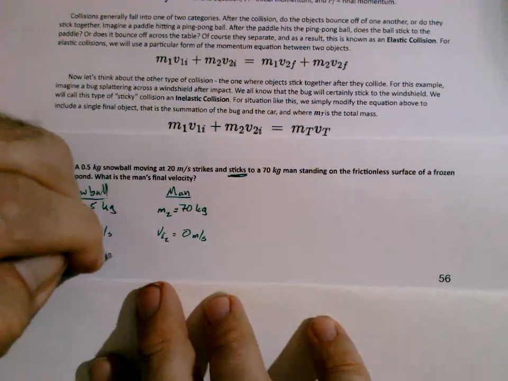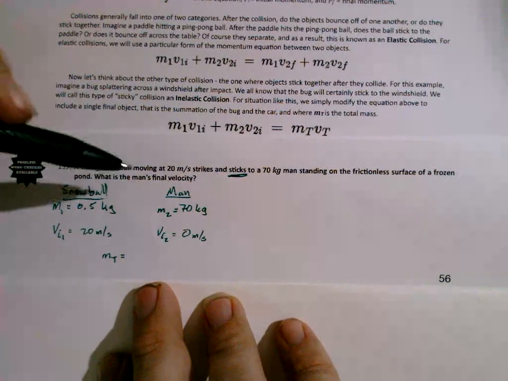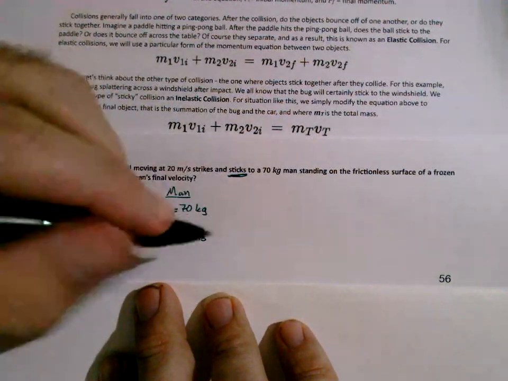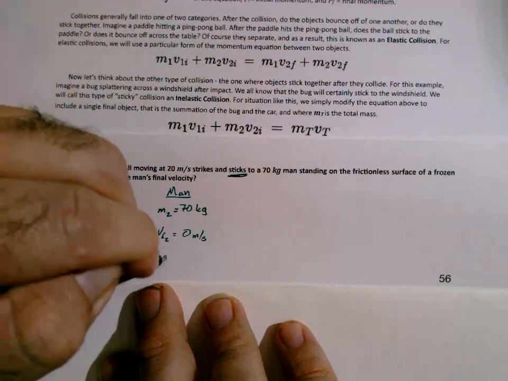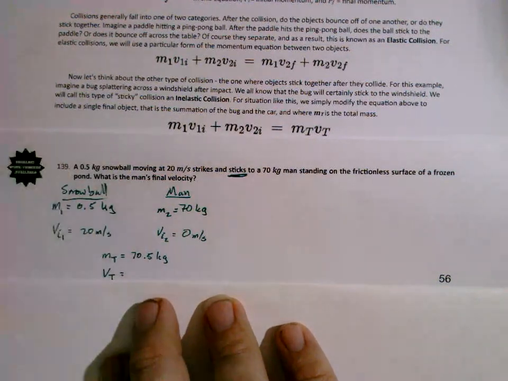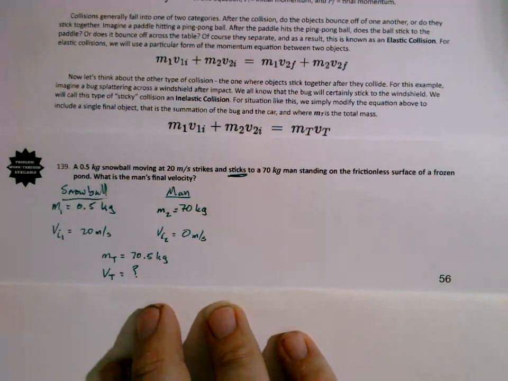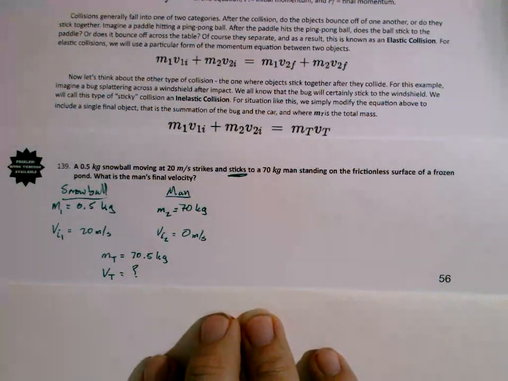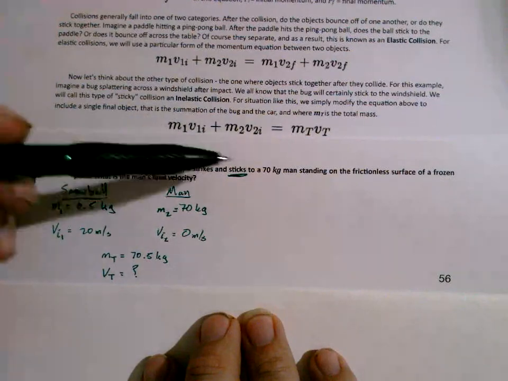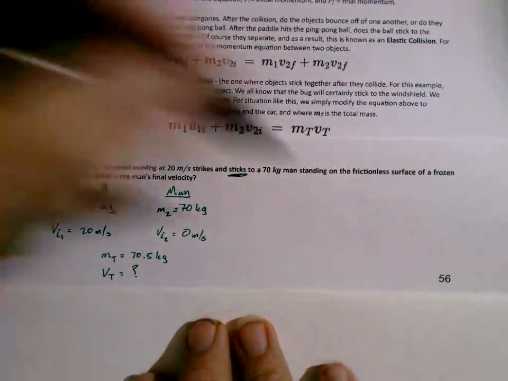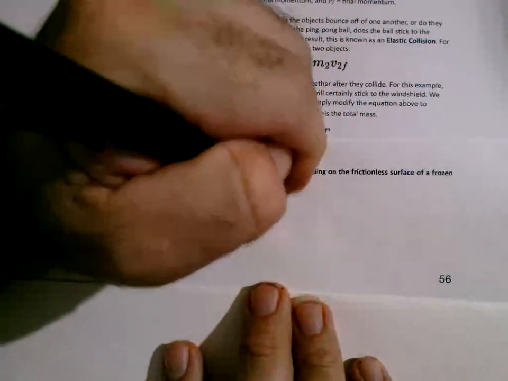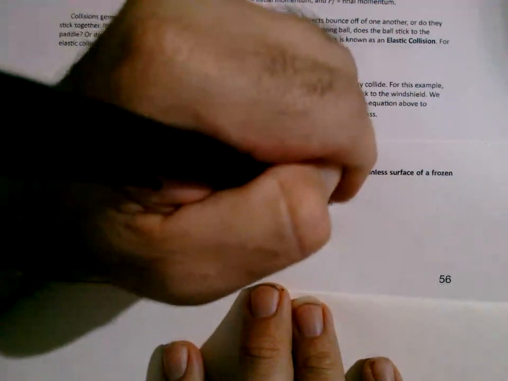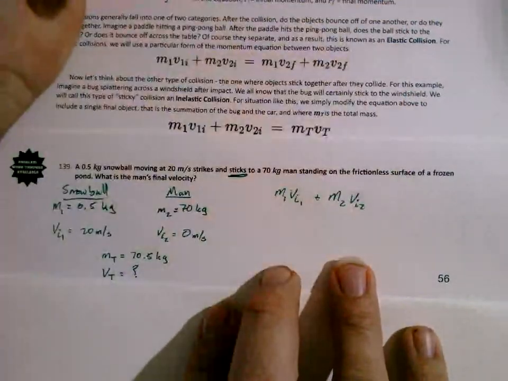But now the combined mass, the total mass of the final object, is going to be the man plus the snowball. So that's 70.5 kilograms. And then the total velocity is our unknown, right? That is the velocity of the combined object. Now, yes, it's referred to as the man's final velocity, but the snowball sticks to the man here, according to the problem. So our formula is m1 VI1 plus m2 VI2 equals mt VT.